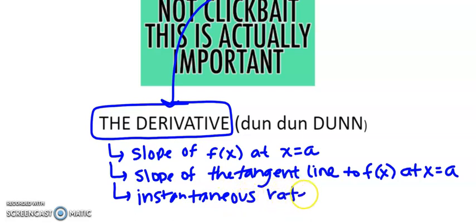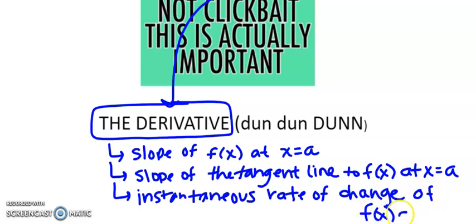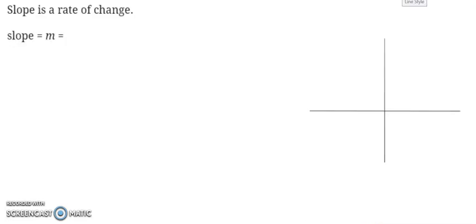rate of change. Rate of change is another way of saying slope, right? The instantaneous rate of change of f at a. So instantaneous rate of change, the slope of the curve, the slope of the tangent line, all of these things are going to be kind of used interchangeably when we start talking about the derivative. But all of them mean the same thing. And the way we find the derivative is going to be using a limit, which we'll get to in just a second. So again, slope is rate of change.